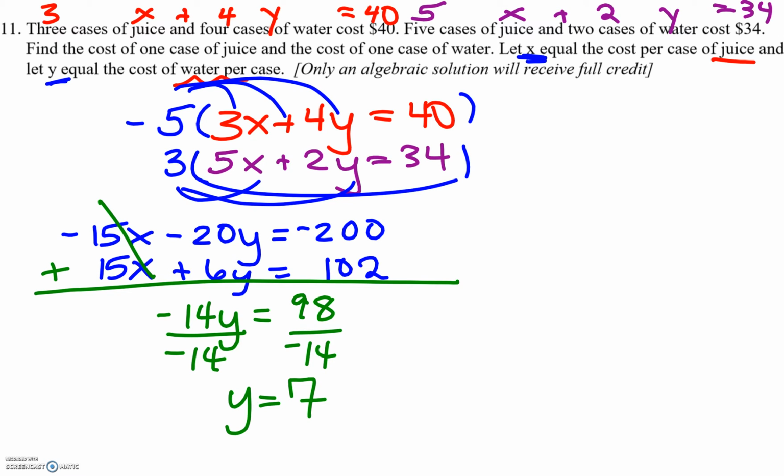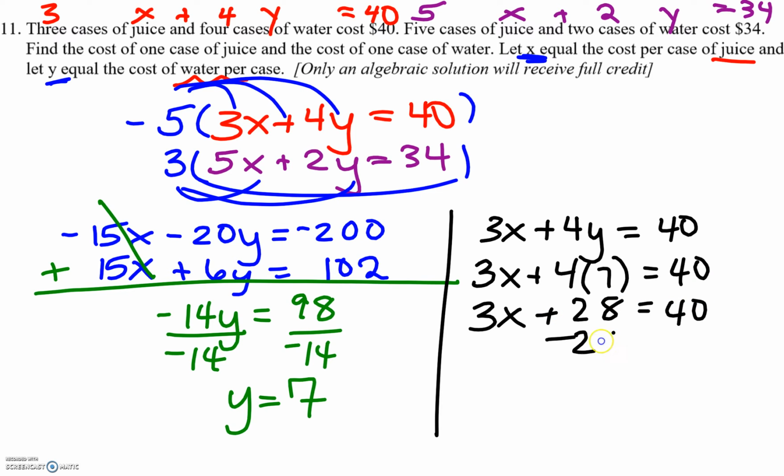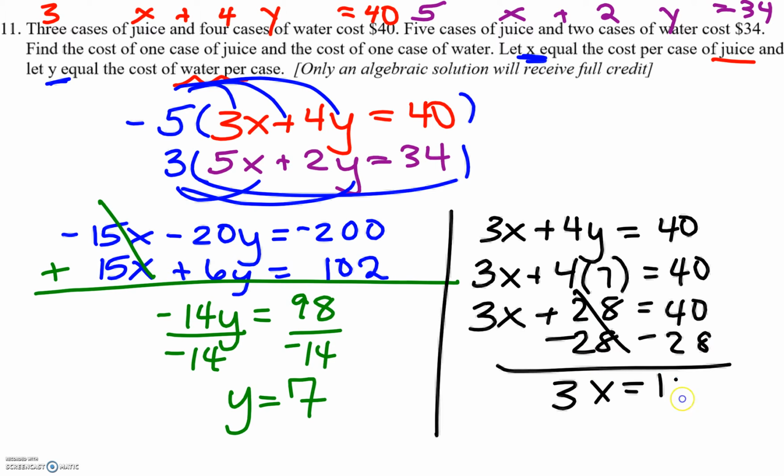Once I have one variable, I'm going to go back to the original. It doesn't matter if you use the top or bottom. I'm just going to use the top. 3x plus 4y equals 40. And I'm going to substitute in for y. So 3x plus 4 times 7 equals 40. 3x plus 28 equals 40. Subtract the 28 over. Divide by 3. And x equals 4.